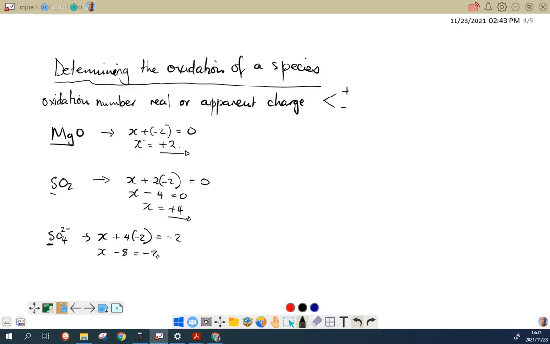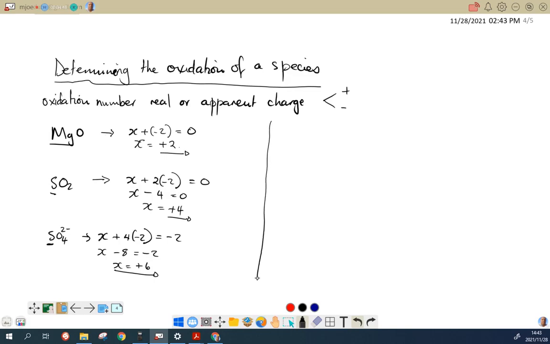x minus 8 is equal to -2, and so we will solve for x. x is equal to -2 plus 8. It's going to be equal to +6. So the charge of the sulfur in the sulfate is +6.